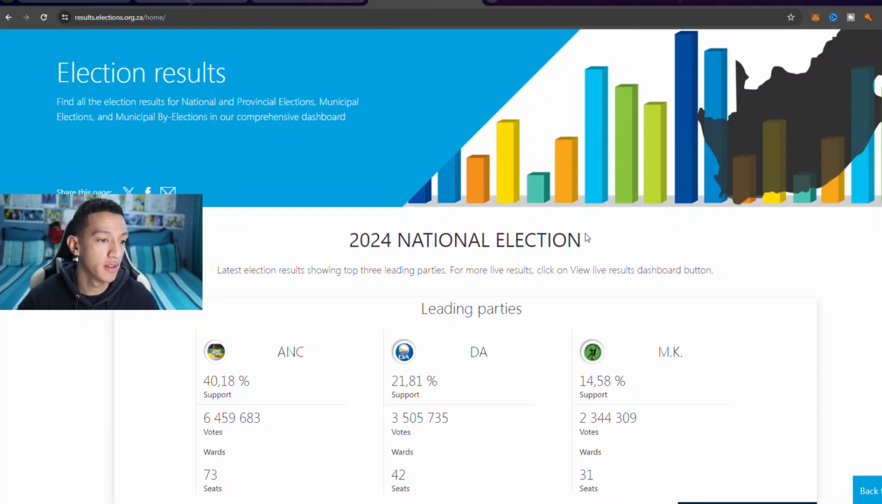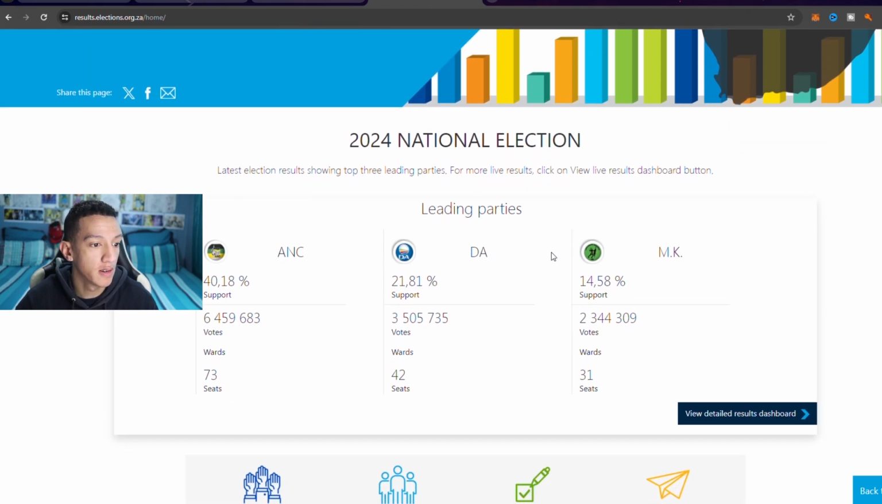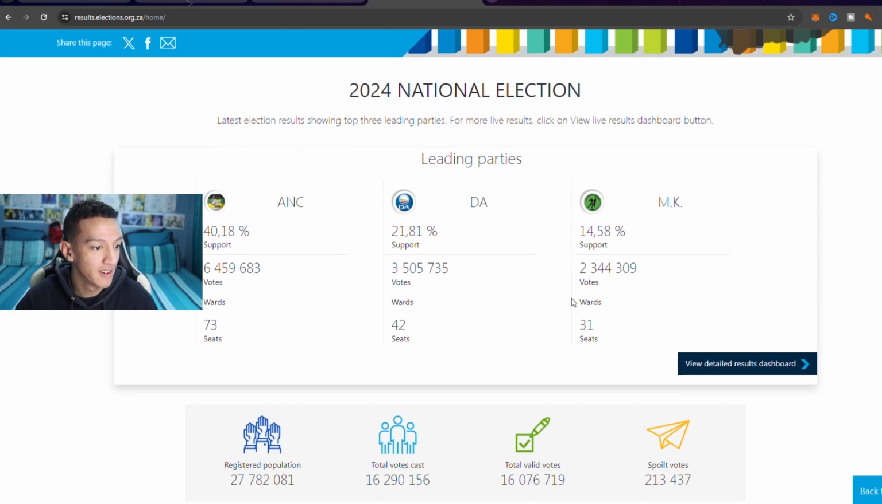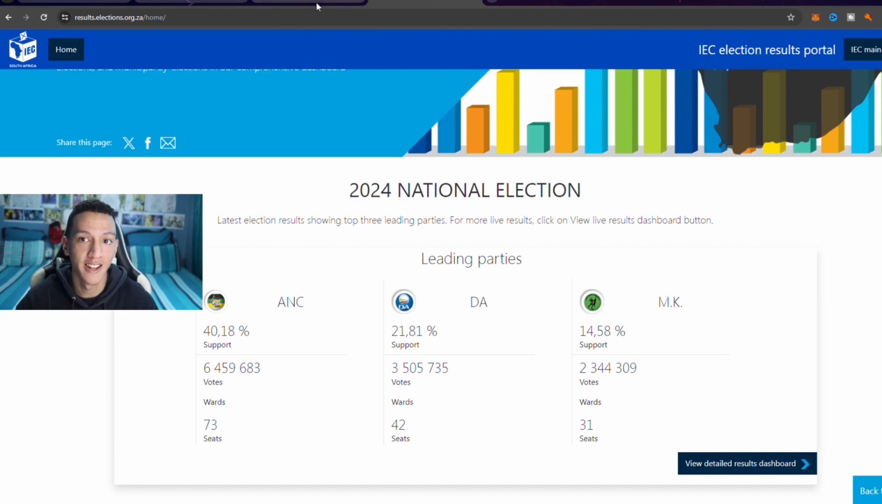The elections happened in South Africa, if you haven't kept up with the South African news. South Africa is basically going to become a coalition government, as the ANC didn't get the majority of the vote. As you can see, it's 40%, the DA got 21% and MK got 14%, which, if you don't know, is Jacob Zuma's party, the ex-president. But yeah, more or less just a sidetrack there.